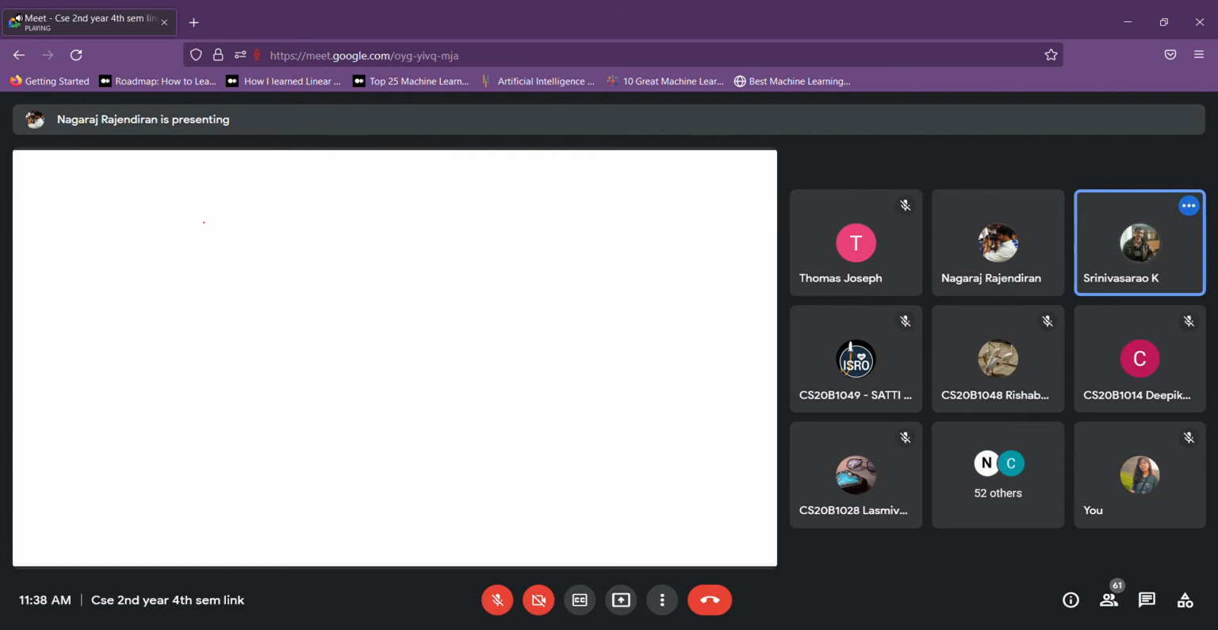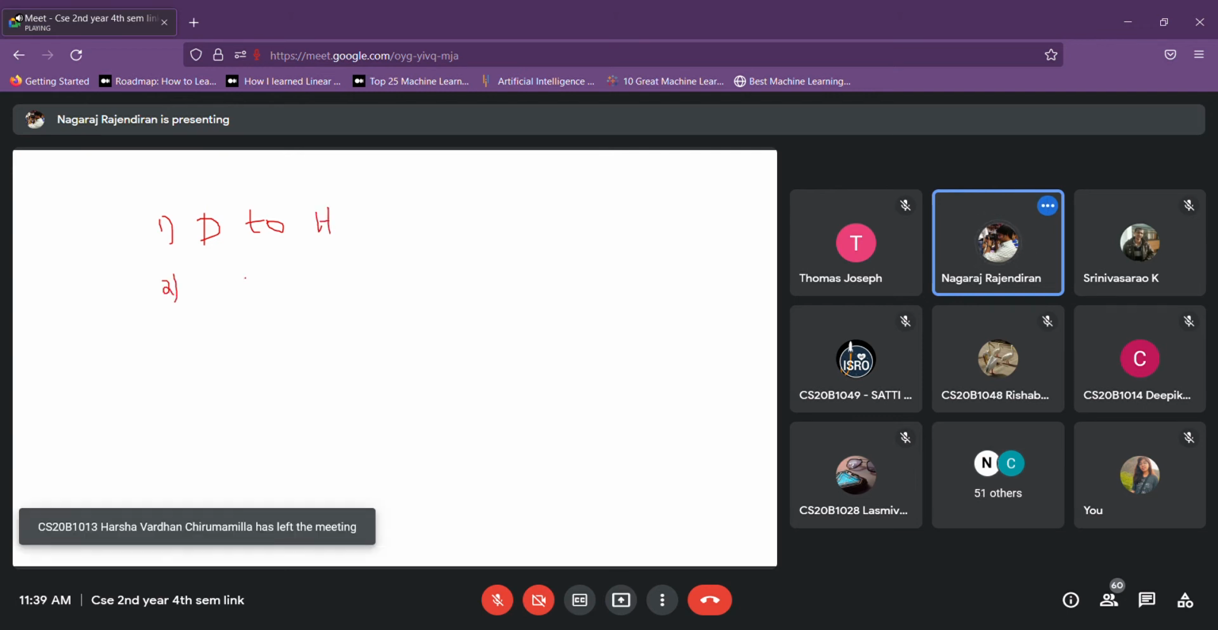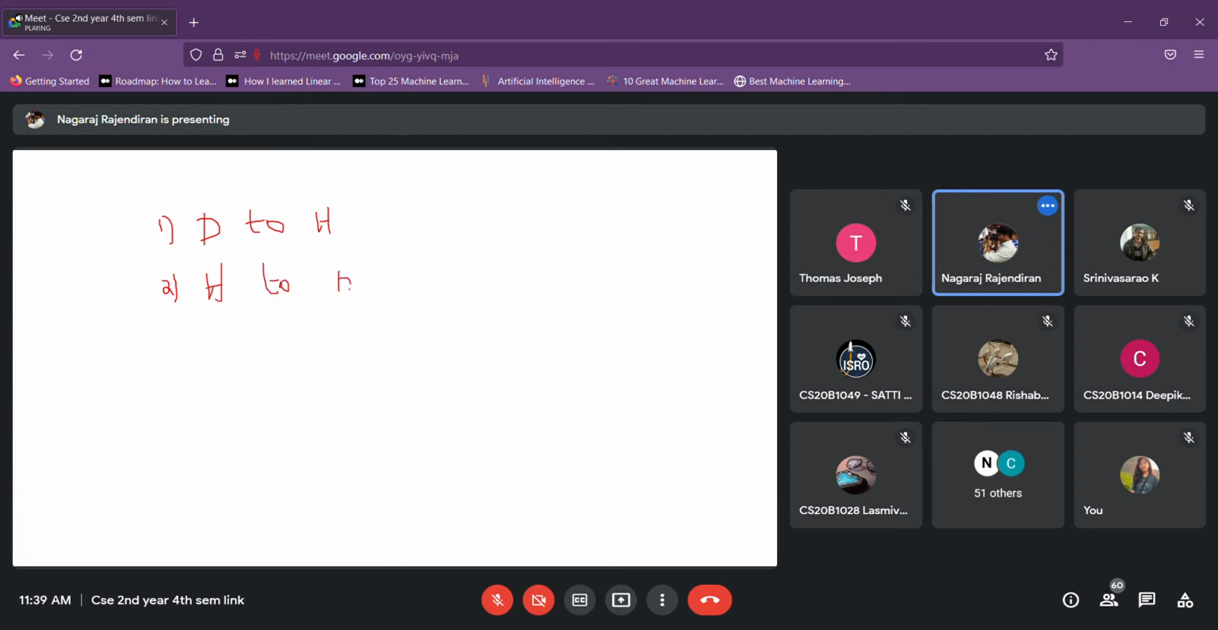Then you can write. So see, 4 types of code conversions will be there. First one is decimal to hexadecimal. Second is hexadecimal to decimal. Third, binary to gray. Fourth, gray to binary. These will be the 4 code conversions we need to see.